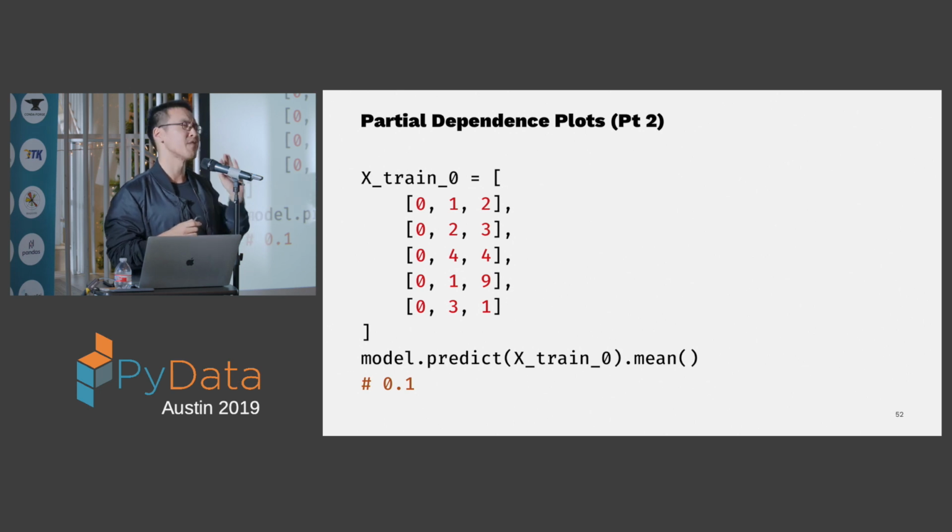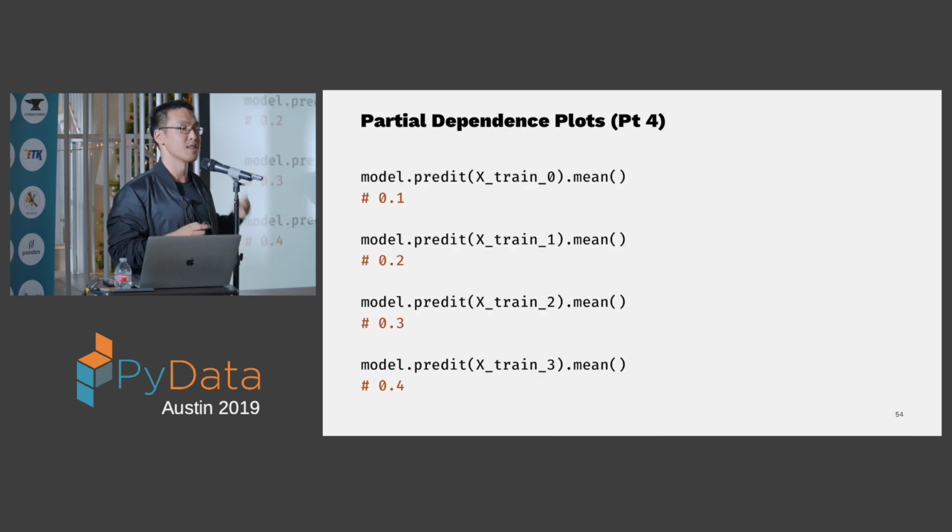This prediction is going to give me 5 numbers because it's 5 rows. I'm going to take the mean. Let's say it's 0.1. I'm going to do it again: put the 1 in the first column, and then predict again. So I'm keeping everything else constant and changing just the first column to a constant. I could keep on doing this, for 1, 2, 3. I just keep on doing it, and I can make a plot.